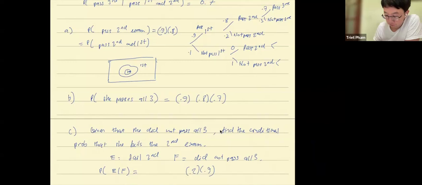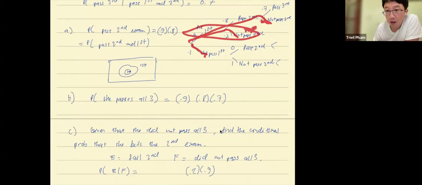We're along this branch, or this branch. See that? Did not pass all three. Could be one of those three branches. Yes. And the branch we're interested in is that one. So it's a relative weight of this branch over the three.